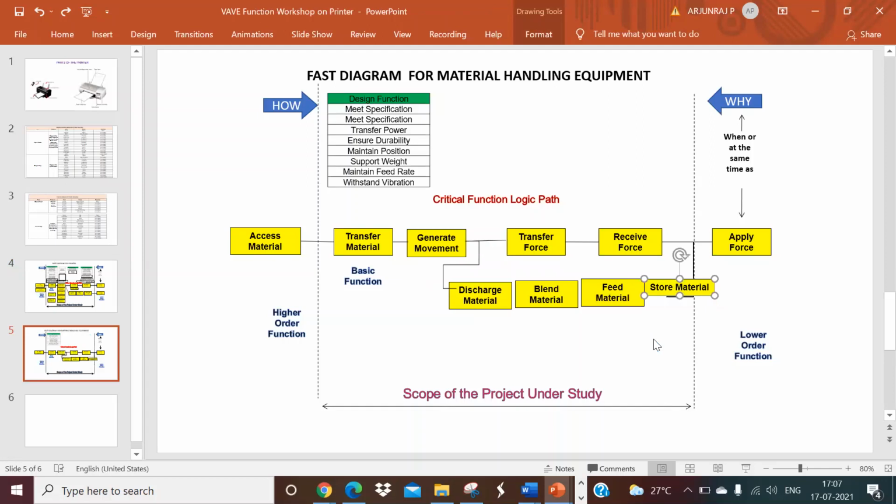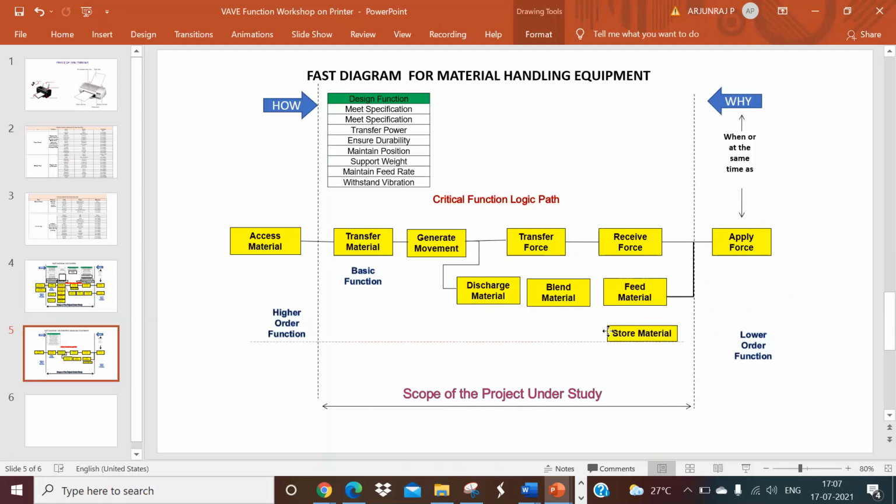Or we can write it this way: discharge material. Also we can write it like this, when you are feeding the material. Like when you are feeding material, you are also storing it, right? Or I can say, when I am applying force to store my material, why, when I am storing material, I am also feeding my material? No, this is the opposite relation. This is not okay. This is okay.